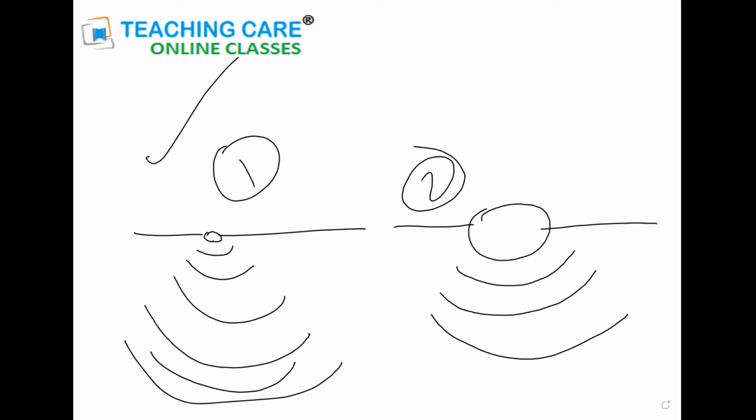Now whenever there is diffraction, the sound waves spread like this. This is the wavefront diagram. We call them wavefronts. This diagram shows that it is spreading.